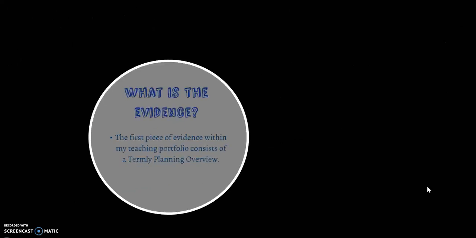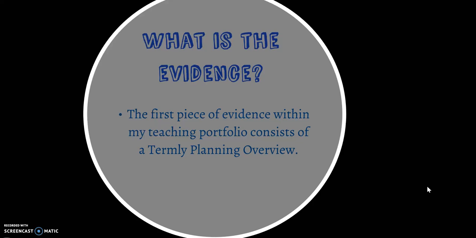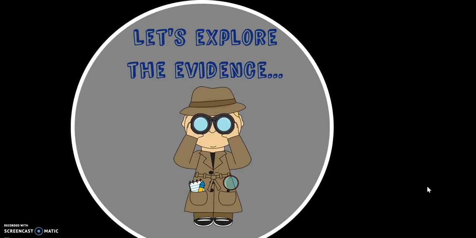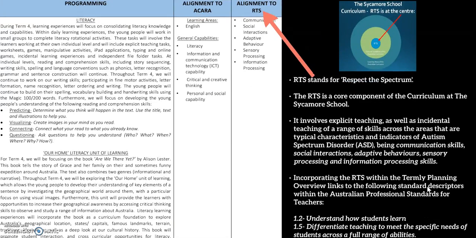So what is the evidence? The evidence that I will be discussing consists of a termly planning overview. This is created each term to outline what students will be learning within the program. A key component of this planning document consists of alignment to the RTS, which stands for Respect the Spectrum.